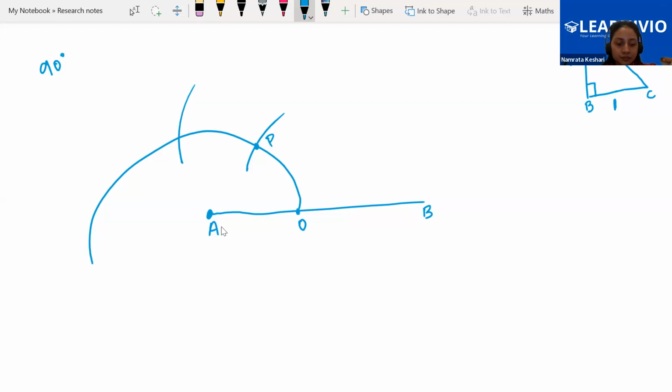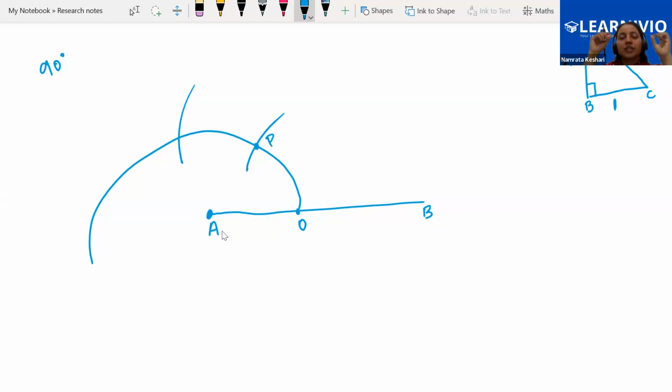Any length you can take. I am not telling that there is a particular length, you can take 5 centimeter, 6 centimeter, anything you can take. Done? Have you drawn a straight line AB separately? Yes, ma'am. Okay. Now take any measurement in the compass, any measurement.